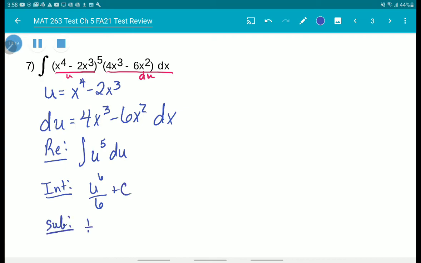So we're going to have 1/6 times our u, which is x to the 4th minus 2x cubed. And that's going to be raised to the 6th plus c. So there's our final answer.